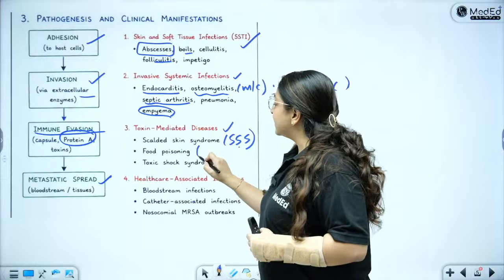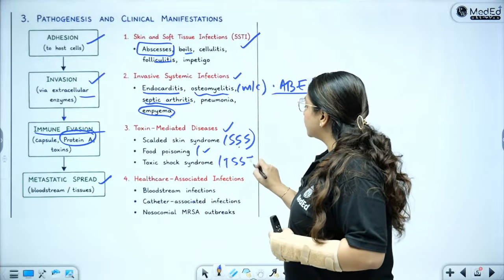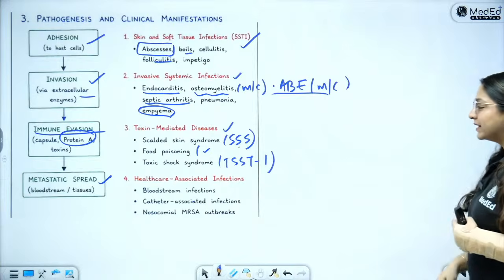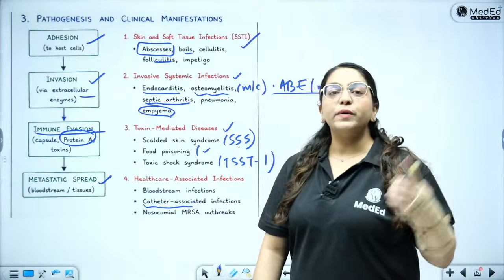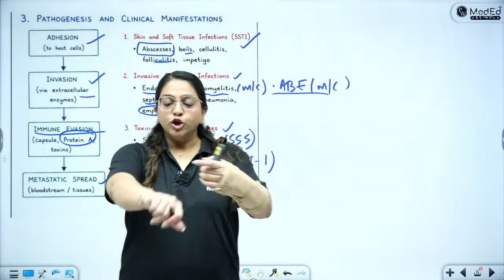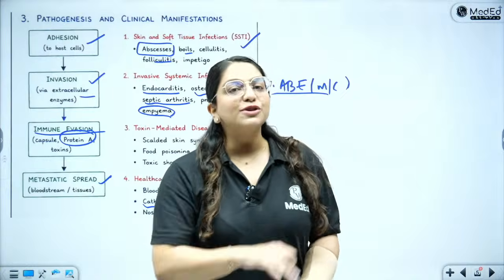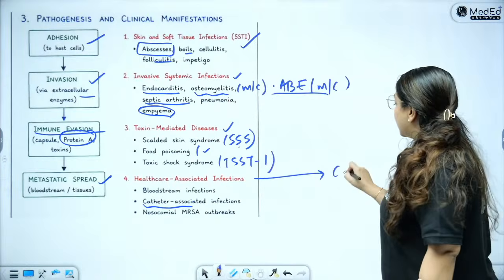The food poisoning is because of the enterotoxin, and the toxic shock syndrome is because of the toxic shock syndrome toxin 1, right? Then it can lead to healthcare associated infections. So any catheter associated, right? Because it can be found on the skin or in the hospital environment, you're putting a catheter in a patient, it goes inside. It can also lead to CAUTI. Absolutely any hospital acquired infection it can cause.